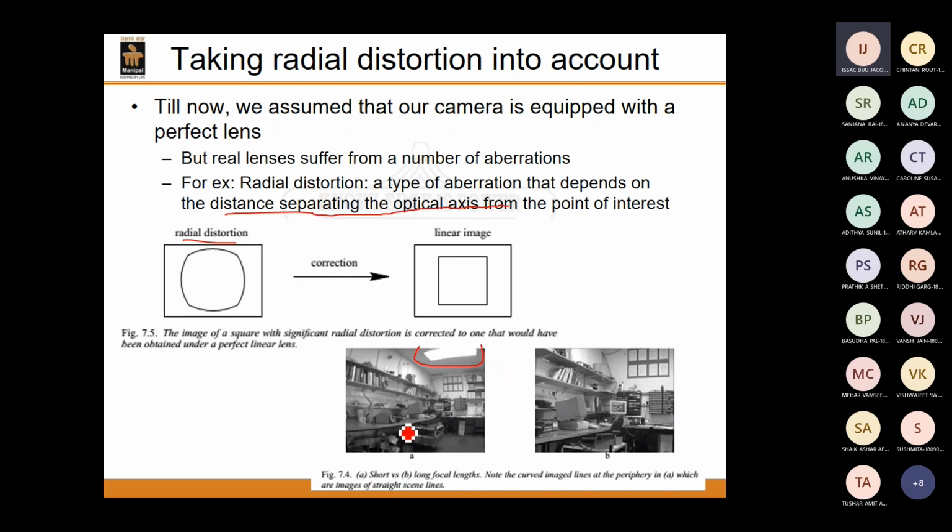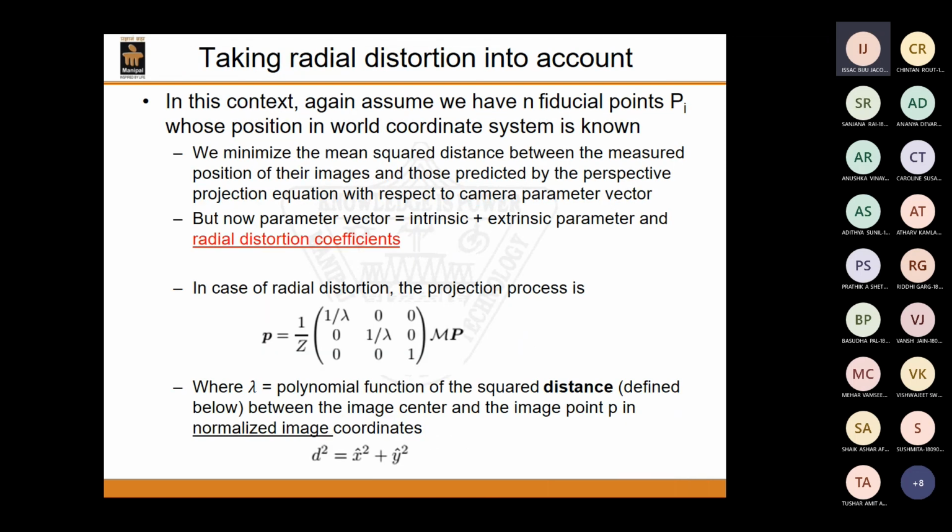For example, here is an image with a short focal length, whereas here there is a radial distortion with a long focal length, which is not that much visible, so it becomes more visible with short focal lengths. Now, since you have these radial distortion coefficients, when you're trying to calibrate the camera and find out the parameters, we need to ensure that the radial distortion is also taken into account.